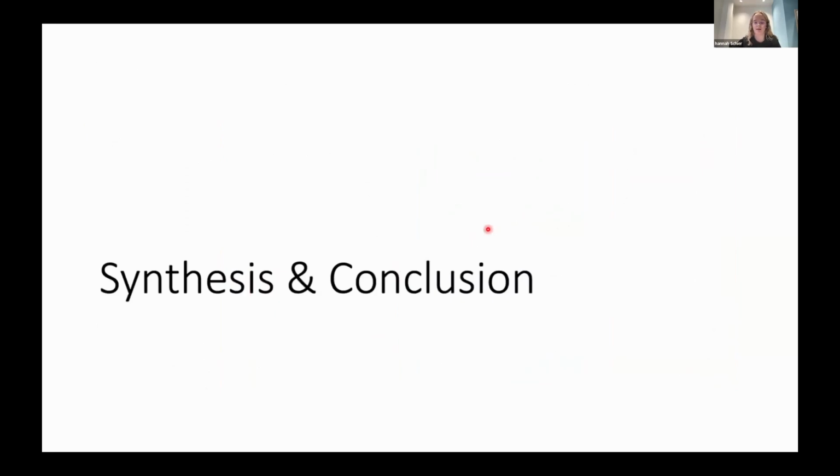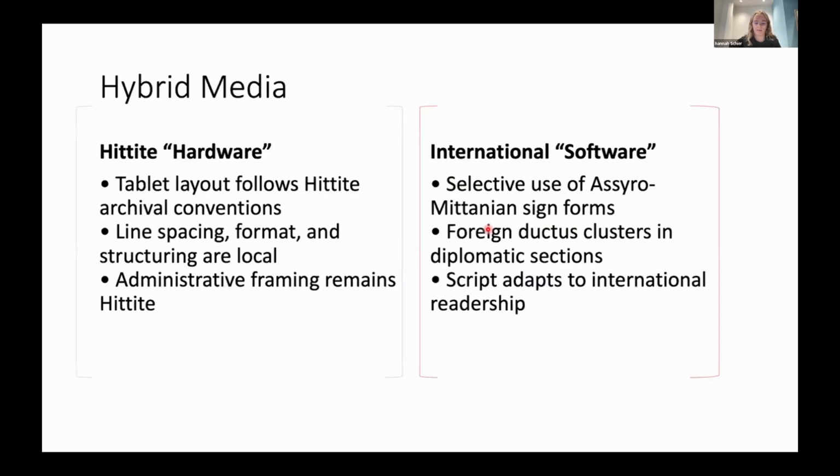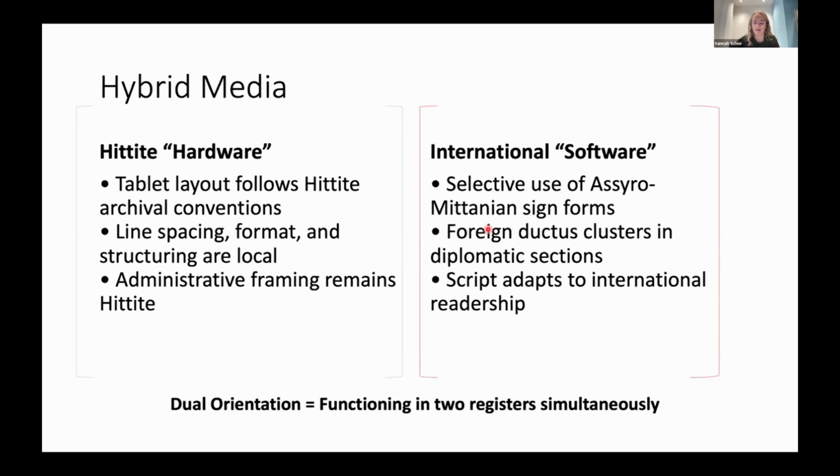So finally, let me draw the threads together. KB018 must be understood as a hybrid system, operating in two visual registers. To draw a modern analogy, the hardware, the tablet's format, dimension, clay, archival conventions, all Hittite. The administrative framing, the column structure, the line spacing, these assert Hittite imperial authority through their material form. And the software, the mixed ductus, Assyro-Mitannian sign forms impressed onto that Hittite substrate, calibrated for Assyrian diplomatic readership.